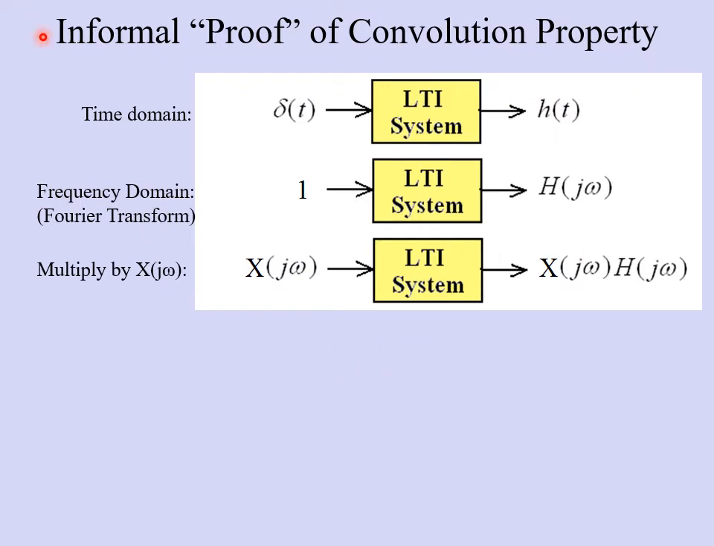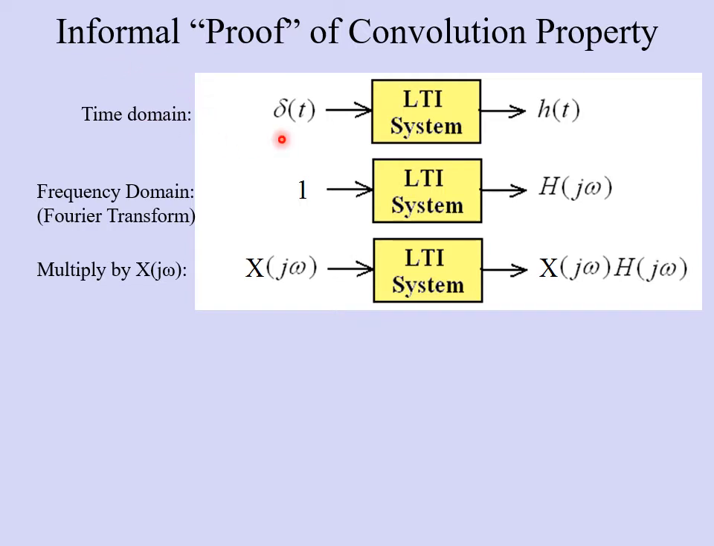There's a couple ways to prove the convolution property. The more formal way, I believe, is shown in your book, and you're welcome to follow through the steps there. This is just my back-of-the-envelope informal proof of the convolution property. Granted, it's probably not completely rigorous, but it shows how you can do it quite easily.